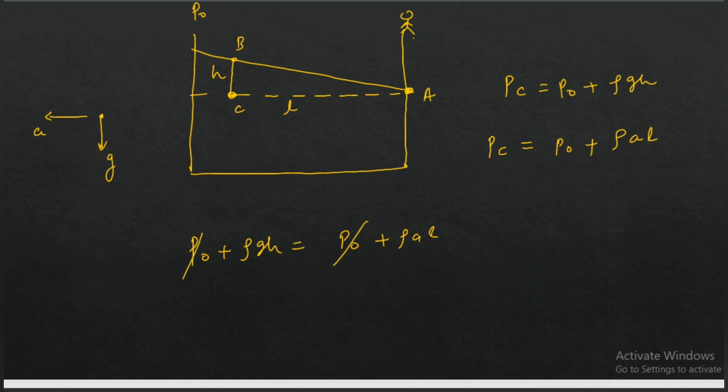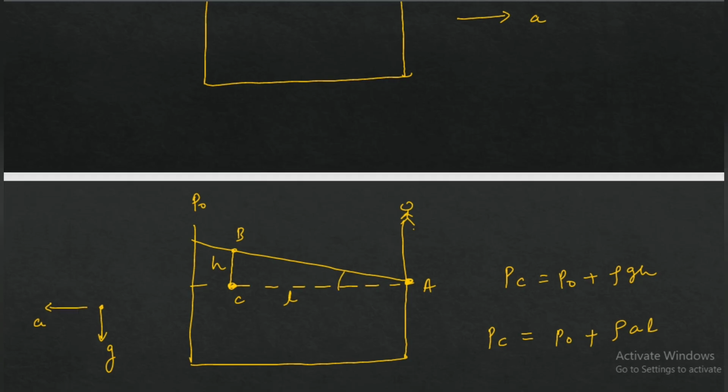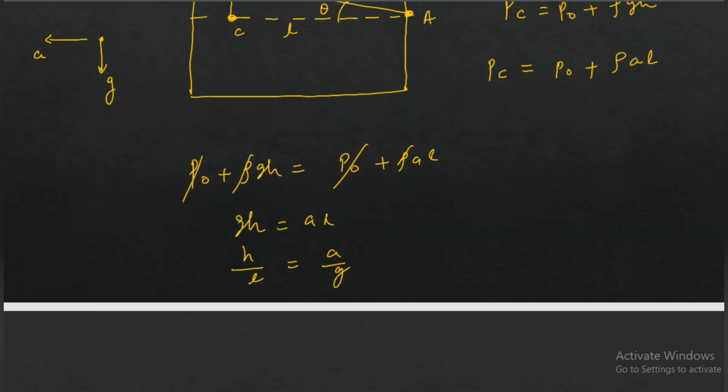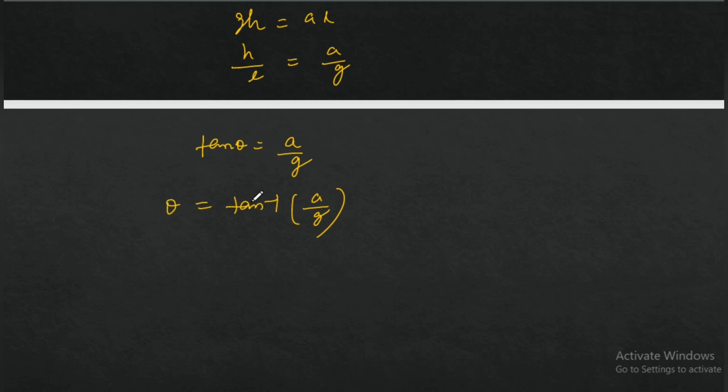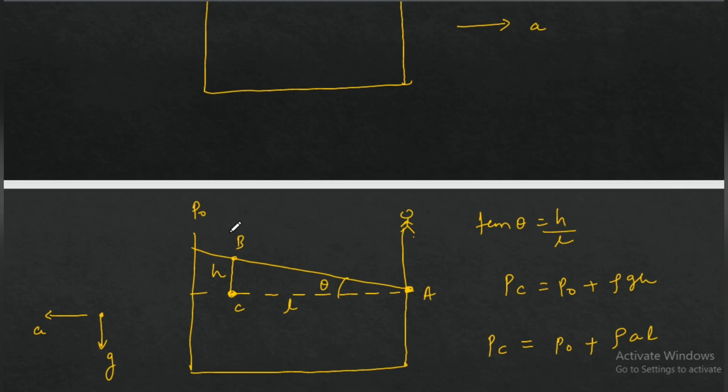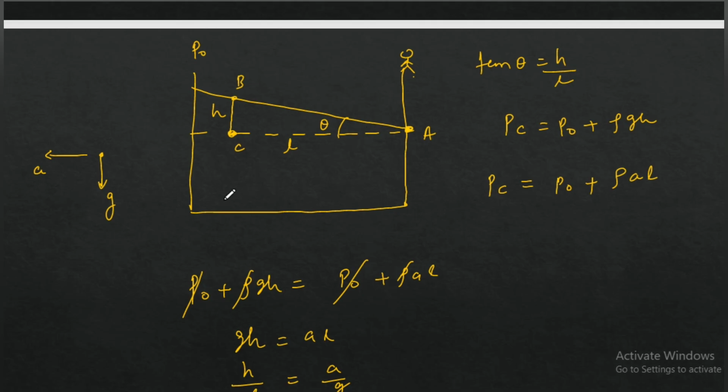P naught cancels out, rho cancels out. We are left with GH equal to AL. H upon L is A upon G. So we can see that this is theta. So tan theta is H upon L. And here we are getting H upon L. So tan theta is A upon G. So theta is tan inverse A upon G. So this is a standard problem that is very simple to solve.